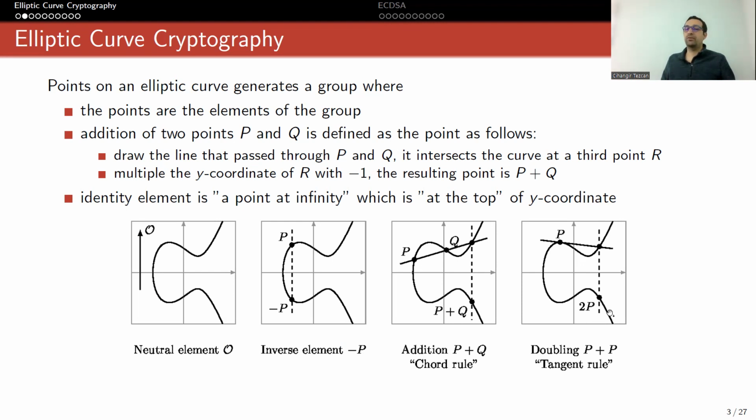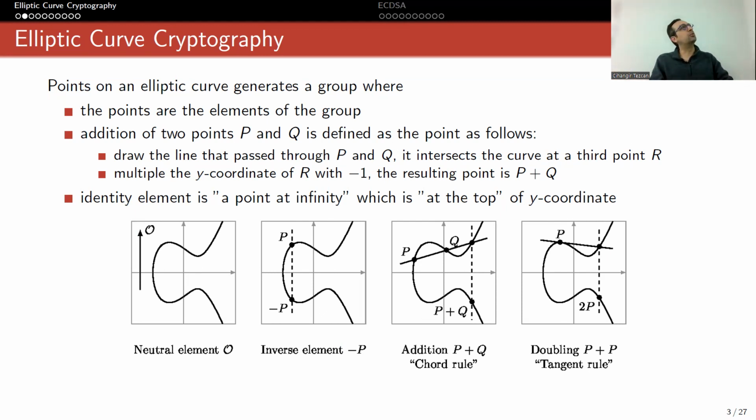If I draw the tangent from here and add to itself, I will obtain 4P and so on and so forth. So this is the main addition operation. But what is the identity element? So we say that there's a point way up in the infinity through the y coordinates. So here we are dealing with affine coordinates. This is why this definition might seem bizarre.